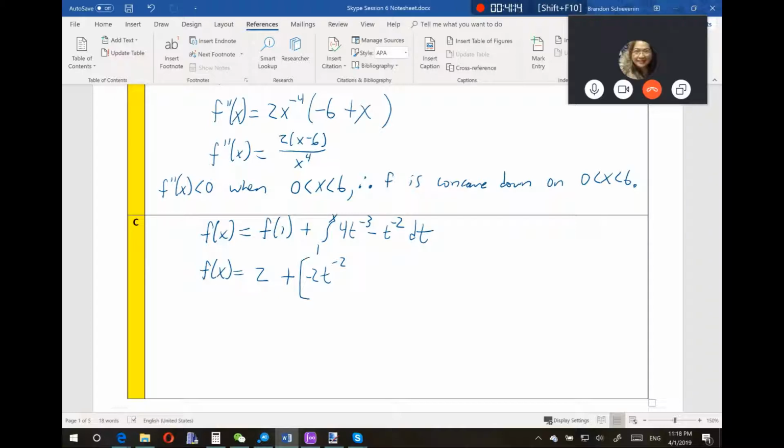t to the negative 1 power. Perfect. So plus t to the negative 1 power. And we were integrating from 1 to x. So I'm going to plug in our upper bound and lower bound. So what happens when I plug in our upper bound?